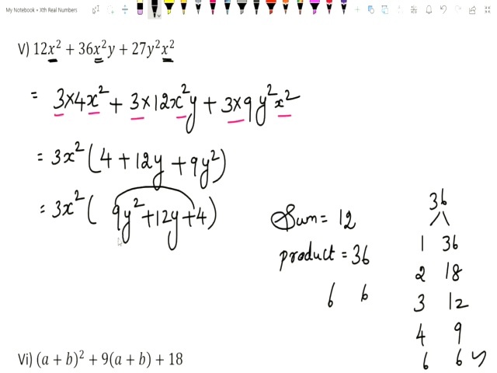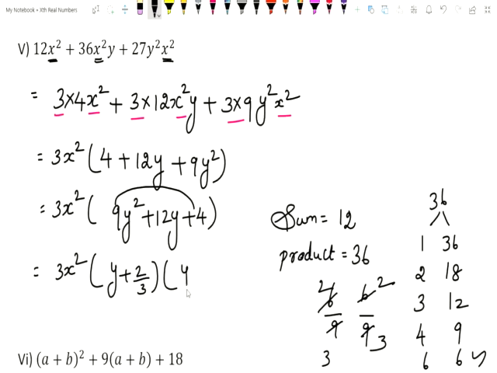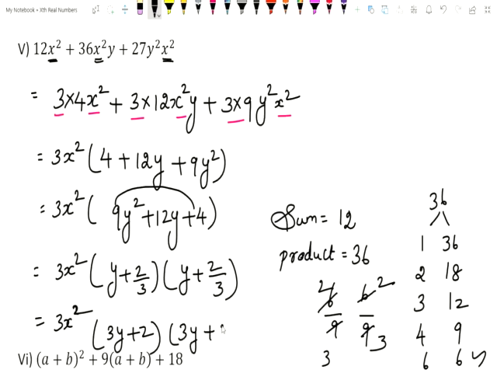We have to divide by the coefficient of y square. So 6 by 9, 6 by 9. Simplify this. 2 3s are 6, 3 3s are 9. So what are you getting? 3x square into y plus 2 by 3 into y plus 2 by 3. So 3x square, cross multiply this: 3y plus 2 into 3y plus 2.